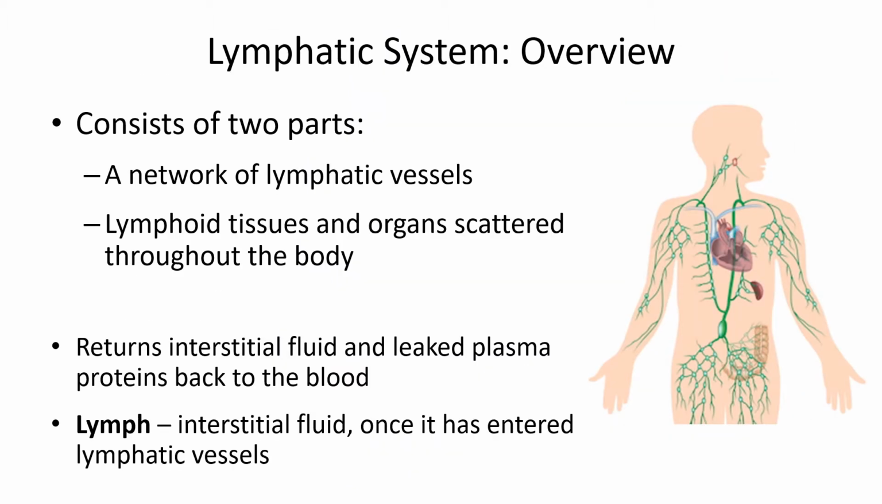The lymphatic system consists of lymphatic vessels, which are very similar to veins in many ways. Like veins, they have valves and they have very thin walls. The system also consists of lymphatic tissues and organs, like the spleen and lymph nodes. The goal of this system is to return interstitial fluid that was derived from plasma back to the bloodstream. Once this interstitial fluid enters into lymph vessels or lymph tissues, we refer to it as lymph. But the composition of lymph and interstitial fluid and plasma are very similar.